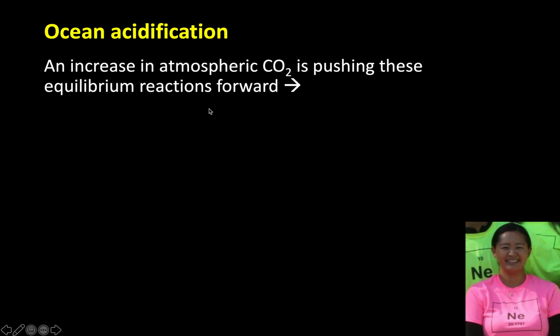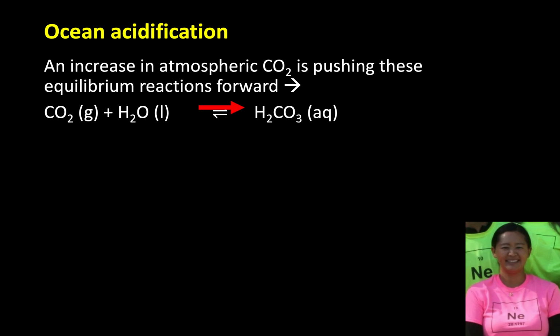Okay, now this has an application for the environment. We've talked about ocean acidification before, that the increase in atmospheric CO2 is going to push all of these reactions involving ocean chemistry forward. Okay, so let's look at each one of these. So we have the carbon dioxide increasing in the atmosphere, which means that the equilibrium in this first reaction is going to shift to the right. That means more of this carbonic acid is forming.